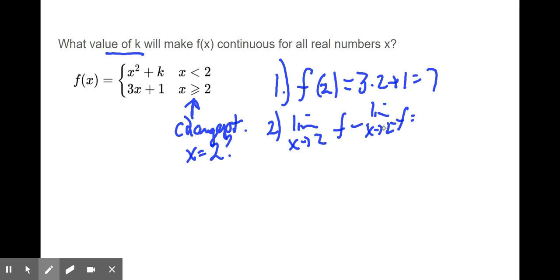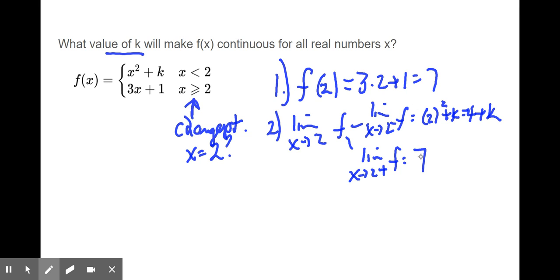That means we've got to try from the left and from the right. From the left, we would go in the top piece. Okay? From the left, we plug 2 into the top piece, just smaller than 2. Now remember, x goes to 2. k is the number we're looking for. So if I take 2 and put it in the top piece for x, it's 2 squared plus k. So this is 4 plus k. The limit as x goes to 2 from the right of f would go in the bottom piece. So that's again going to be 7. We just did it up here a minute ago.